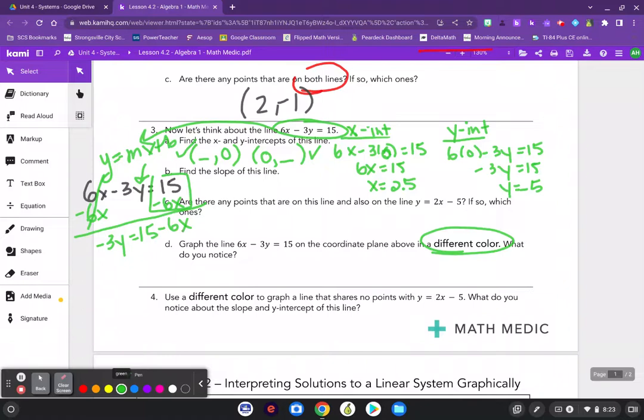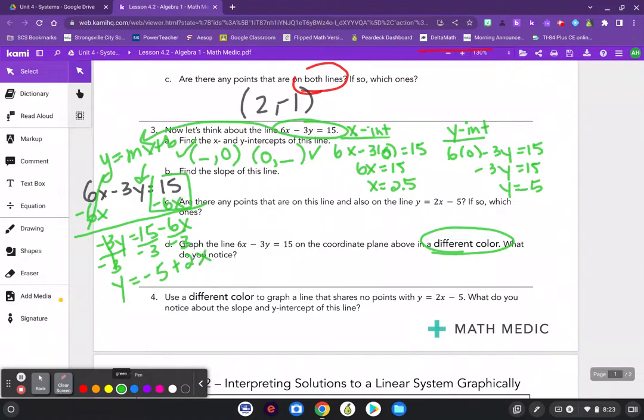And then I want to get that y by itself. So I'm going to divide by -3. And we talked that when you multiply or divide, all parts get multiplied or divided. And so -3 divided by -3 is 1y, so that's helpful. 15 divided by -3 is -5, and -6 divided by -3 is +2.